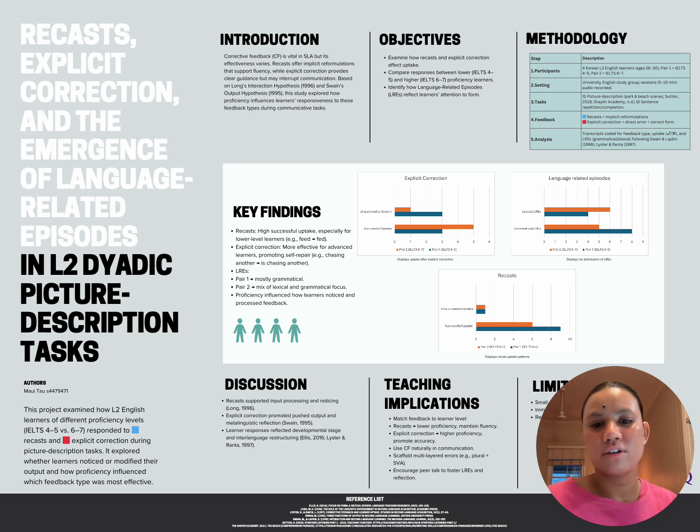For my project poster, I've decided to do a project on recasts and explicit correction in language-related episodes, specifically in L2 dyadic picture description tasks. My project mostly examined how L2 learners of different proficiency levels responded to recasts, which I coded in blue, and explicit corrections, which I've coded in red, during different picture description tasks.